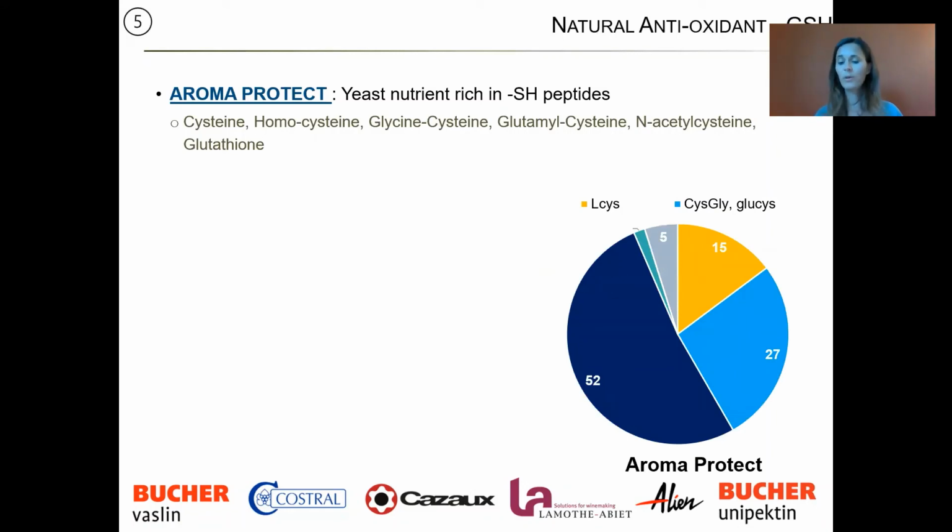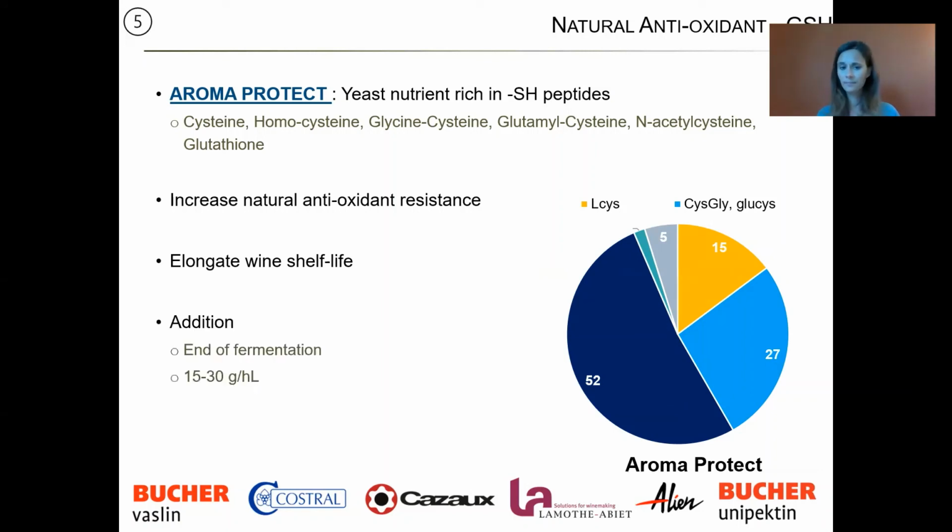Glutathione can be, so we talked about the OptiThiol, but OptiThiol has been developed really for fermentation with a lot of cysteine to focus on thiolic production. We also developed another formulation that is called Aromatic that is much richer in glutathione, as you can see the composition on your screen here. It is a product that you can use at the end of fermentation that will enrich your wine in glutathione as a natural antioxidant. So it does increase the resistance to oxidation of the wine and elongate the shelf life. Usually 15 to 30 grams per hectoliter is the dosage.